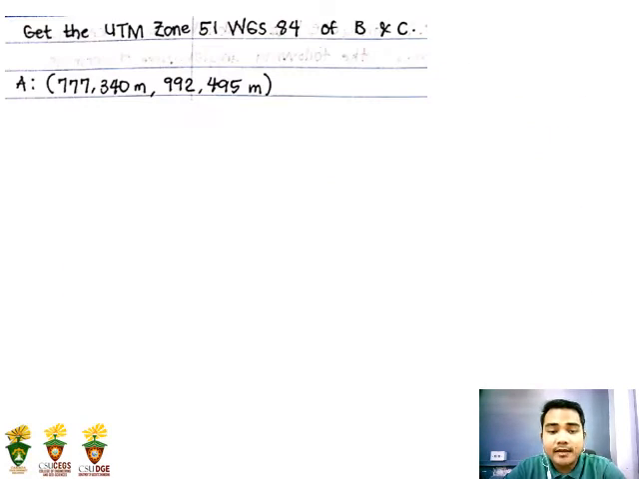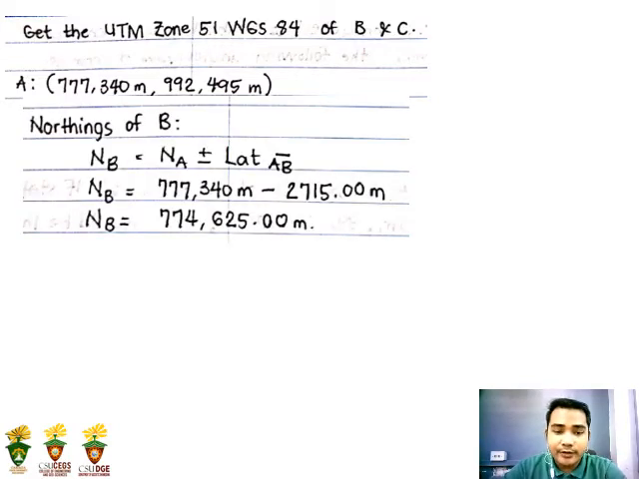Alright, to get the UTM zone 51 WGS 84 of the station B and C, we need to have the value of A, which is the known one: 777340 meters ang iyang northings, and ang iyang eastings is 992495 meters. So to get the northings for B, we have this formula: northings of A plus or minus latitude of A to B. Kung negative ang latitude, minus; pag positive, plus. So, we substitute the value of northings, 777,340 meters, minus, kay negative man ang atong latitude sa pagkuha ganina. So, then, we can have the value of northings at B is 774,625 meters.